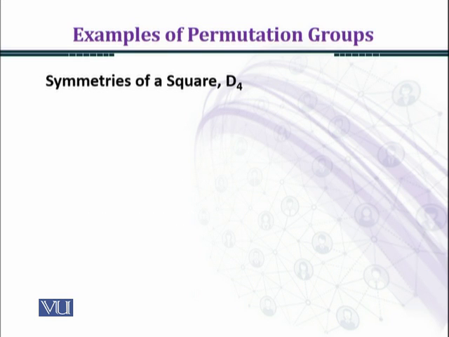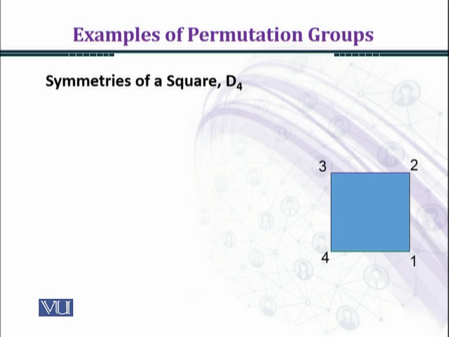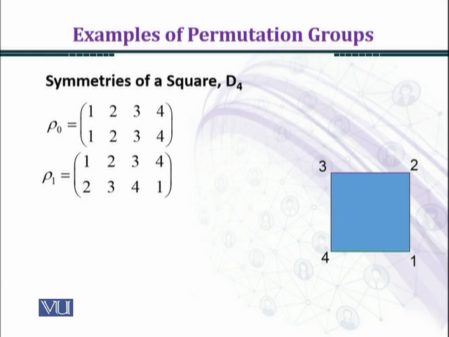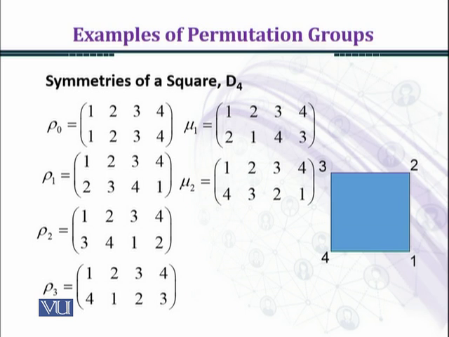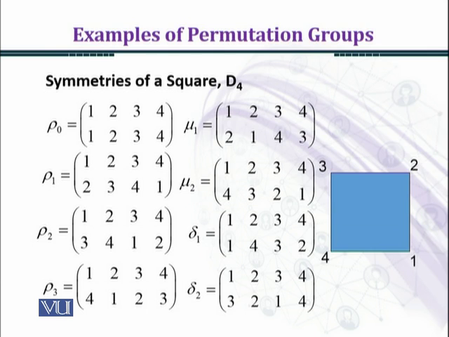In this group, we shall consider the symmetries of the square having vertices 1, 2, 3 and 4. Rho naught, rho 1, rho 2 and rho 3 are the rotations. Mu1 and mu2 are the mirror images in the perpendicular bisectors of the sides. Delta 1 and delta 2 are flips, diagonal flips.